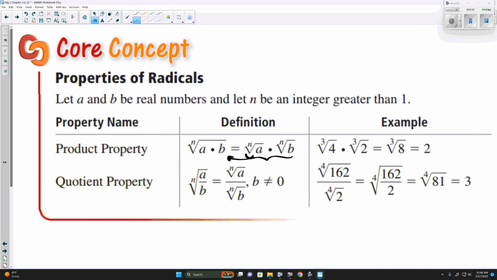Now our quotient property says if we have two things being divided, we can split them up and simplify them that way, or go the other way around. Because here, 162, we can't take the fourth root of it, and we can't take the fourth root of 2, but we can combine them. Take the fourth root of 162 divided by 2. Well, 162 divided by 2 is 81, and the fourth root of 81 is indeed 3. So we can simplify it once we combine it.